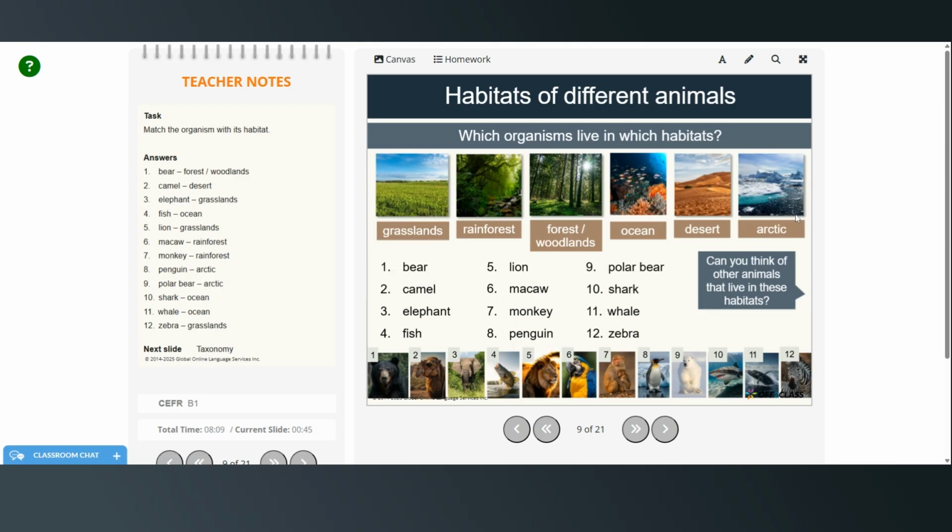A penguin in the Arctic. A polar bear in the Arctic. Shark in the ocean. Whale in the ocean. And zebra in the grasslands.